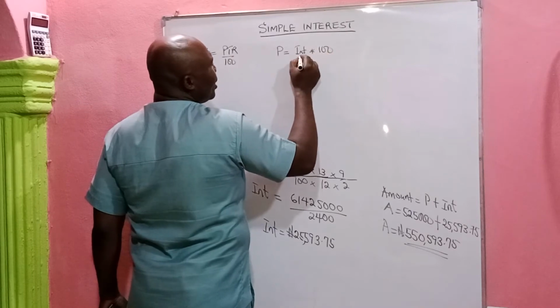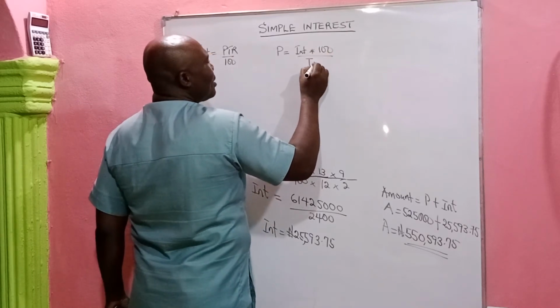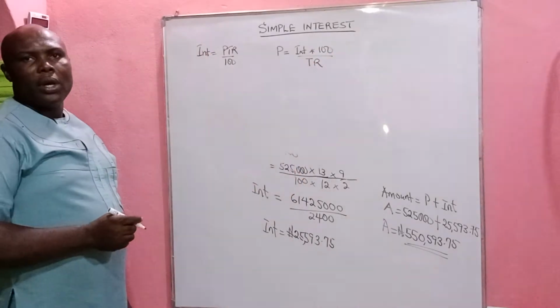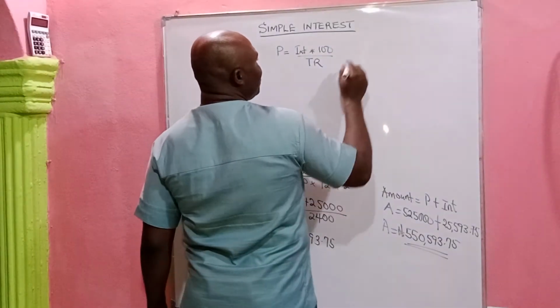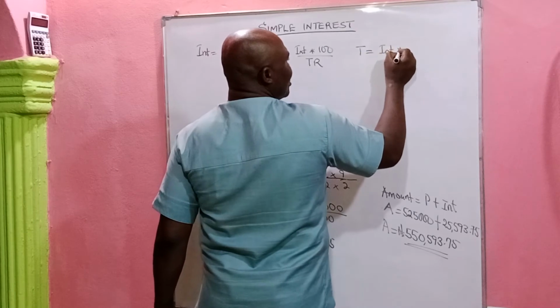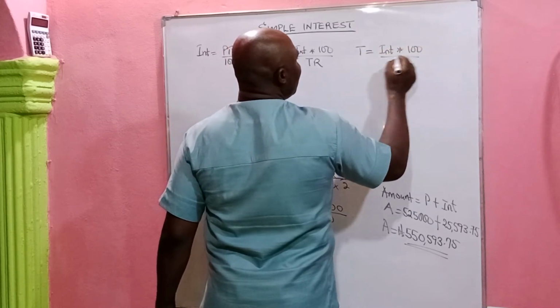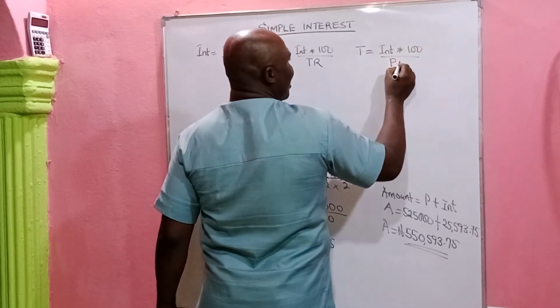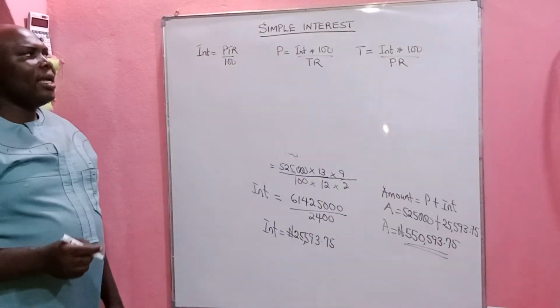Interest times 100 divided by time times rate, T times R. In the same manner, even if you're asked to find the time, of course, it will still be interest times 100 all over principal times rate. That will be the time.